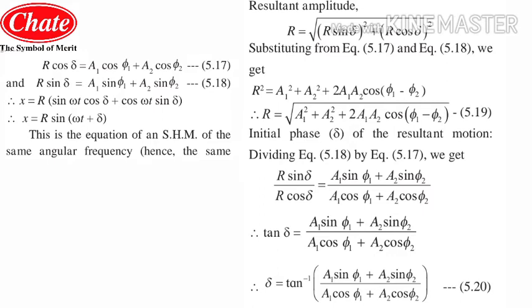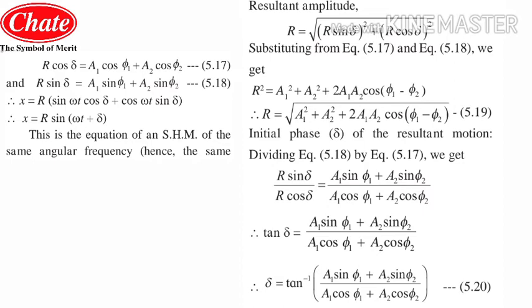Now students, for the initial phase delta of the resultant motion, we divide equation 5.18 by equation 5.17, means the above equation will be divided by the equation which we derived earlier. So it will be r sin delta upon r cos delta, which is a1 sin phi1 plus a2 sin phi2 upon a1 cos phi1 plus a2 cos phi2. Now students, r will get cancelled as it is in numerator and denominator.